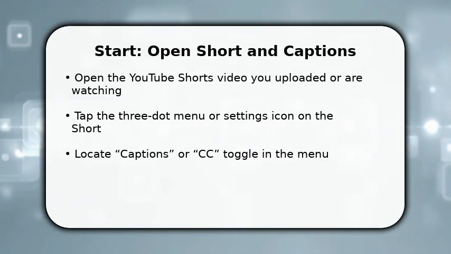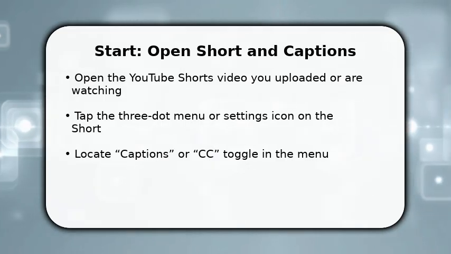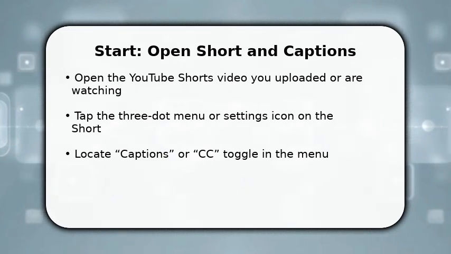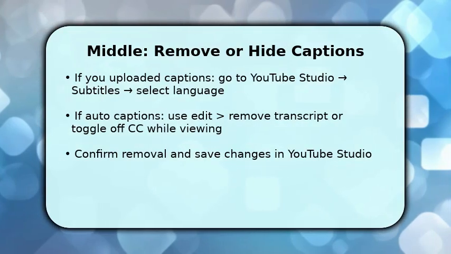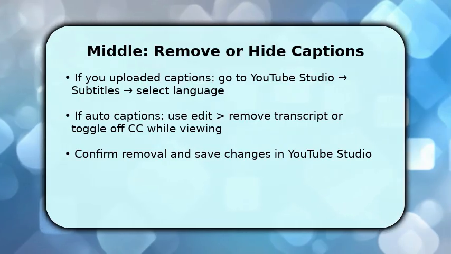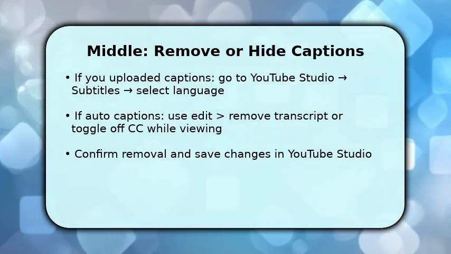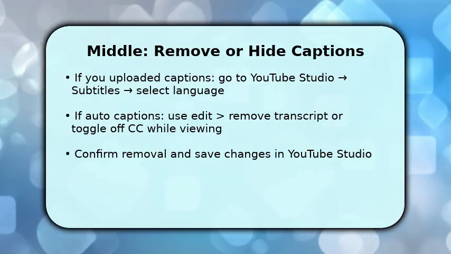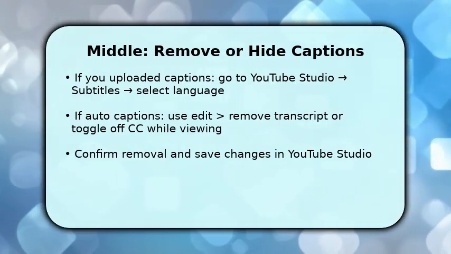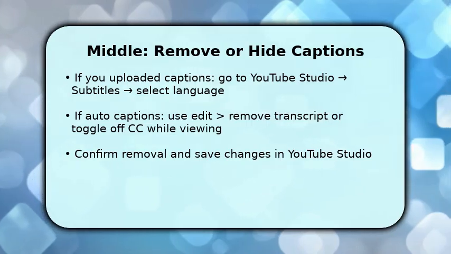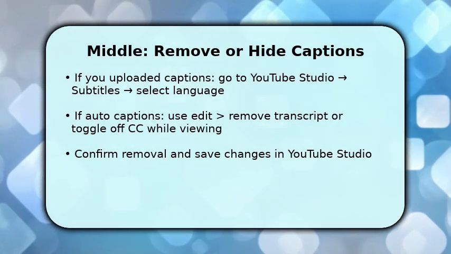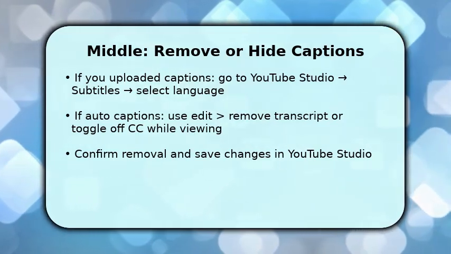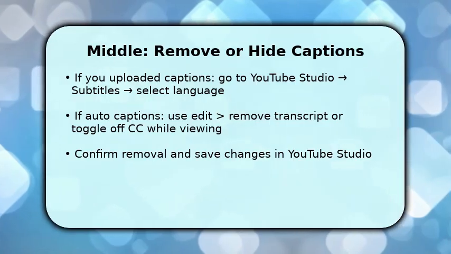Make sure you're signed into the correct account if editing, because edit permissions affect whether you can remove captions or only hide them while viewing. Next, decide whether you will hide captions for viewing or permanently remove them. If you uploaded captions, open YouTube Studio, go to Subtitles, choose the short, select the language track, then delete the file and save. If captions are auto-generated, you can toggle CC off while watching to hide them, or request deletion by editing the transcript in Studio and removing auto captions if the option appears.